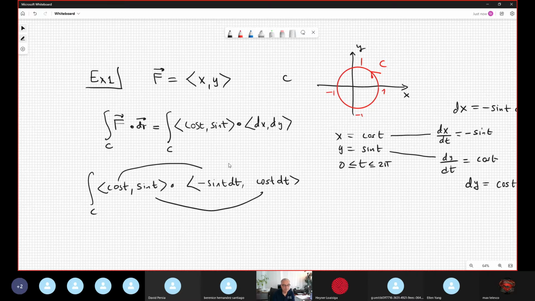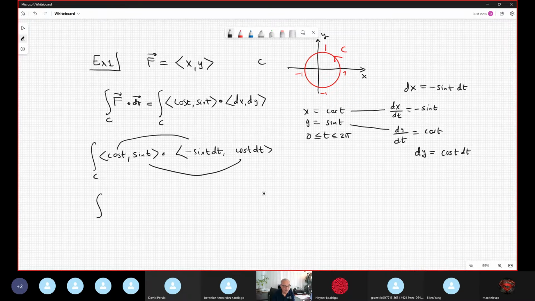So we have the integral now from 0 to pi. We have multiplication: cosine t times minus sine t, which is minus cosine t sine t dt, plus the multiplication sine t cosine t dt. It's obvious that this cancels out. You factor out dt, and it's 0. So the answer is 0.